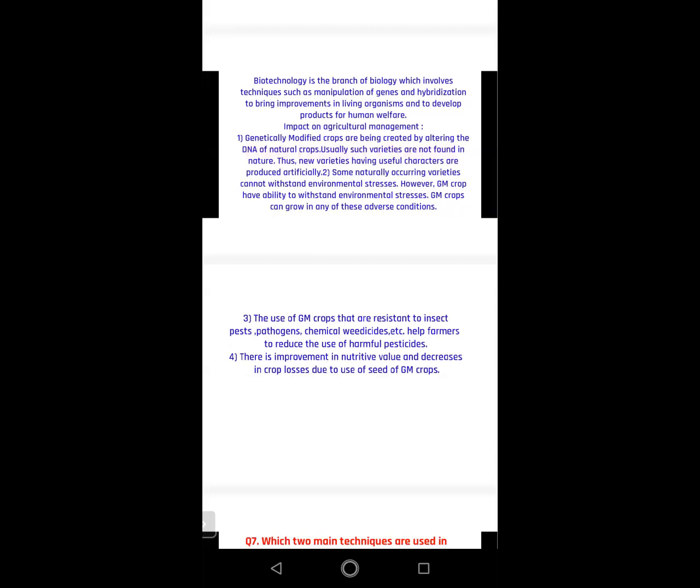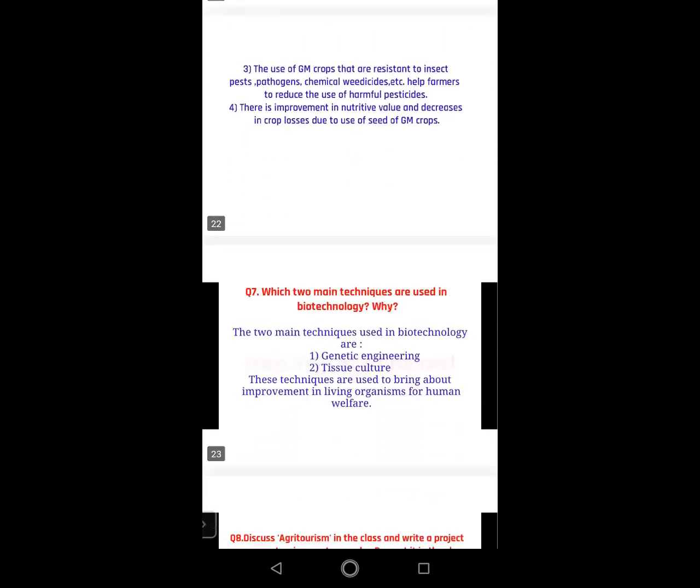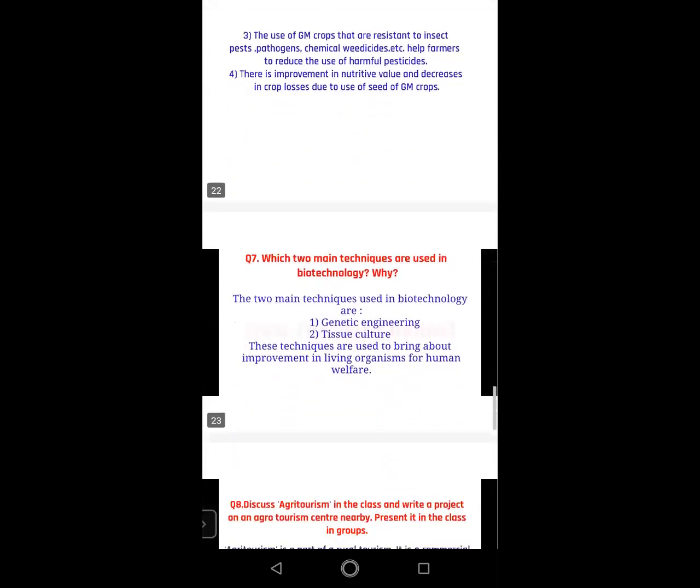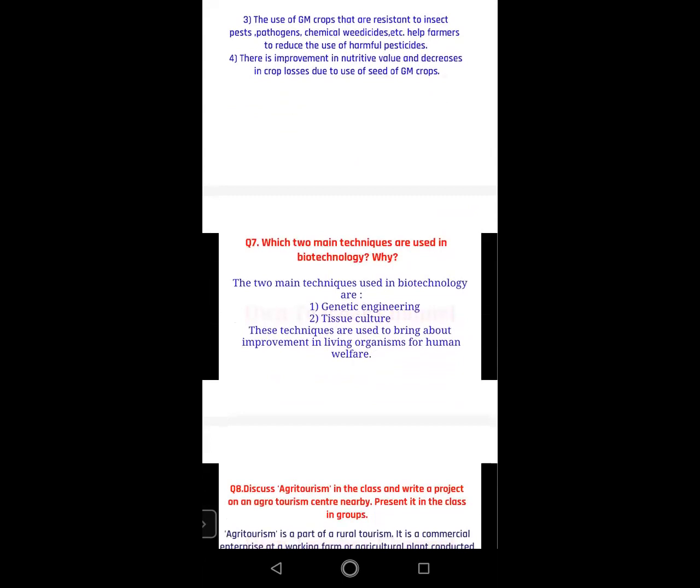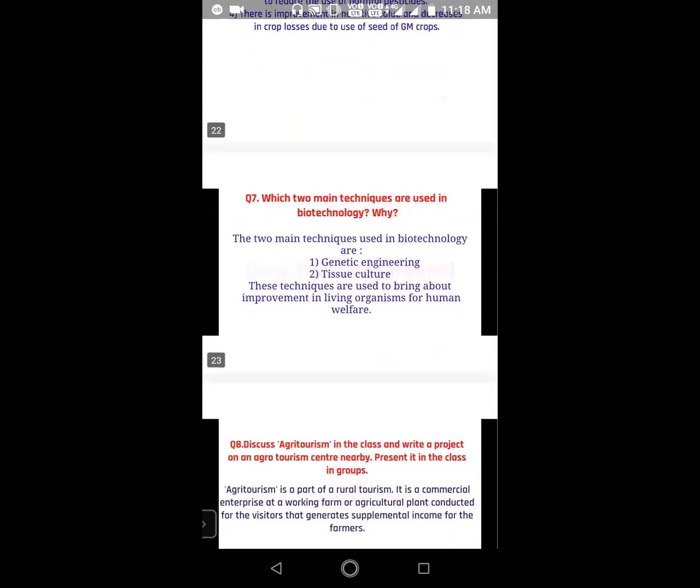Okay, students. Now, next question number 7. Which two main techniques are used in biotechnology and why? Okay, the two main techniques used in biotechnology are genetic engineering and tissue culture. Okay, these techniques are used to bring about improvement in living organisms for human welfare.